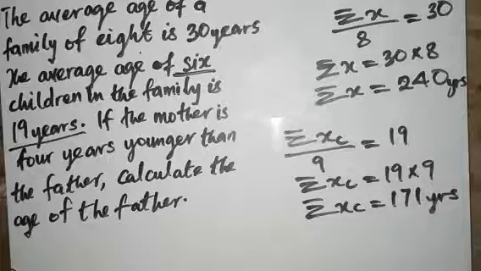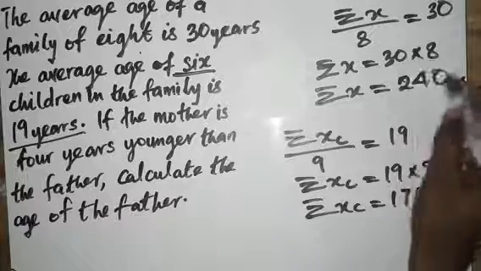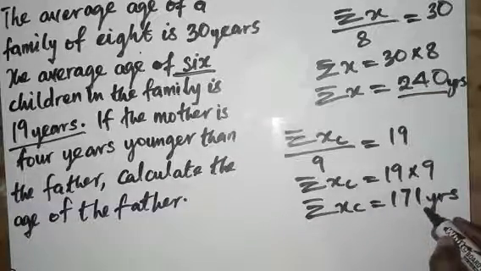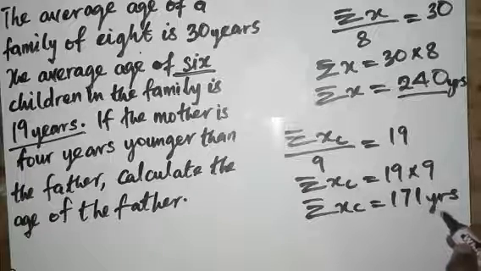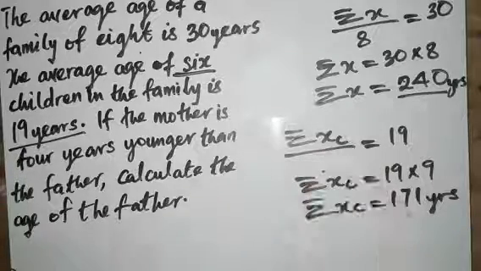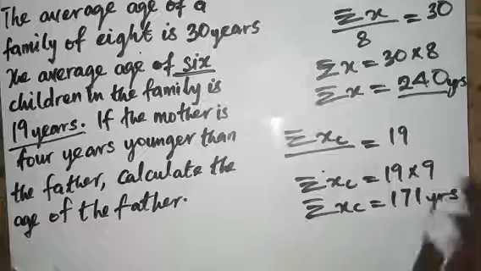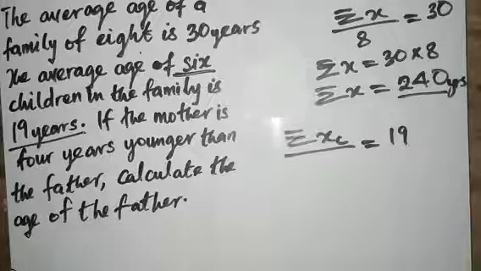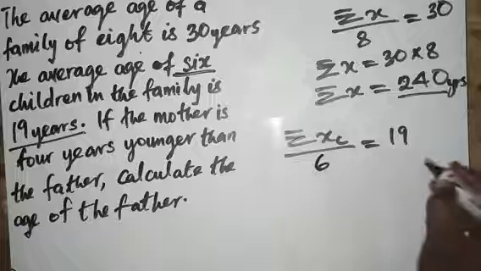Okay, good. The question is not complete. Now we know the total sum of ages of the children and the total sum of ages of all, including their parents. These are for the 6 children. The children are 6, not 9. Sorry, there's an error here. Let me rectify it before I go further. Good. The children are 6, not 9.